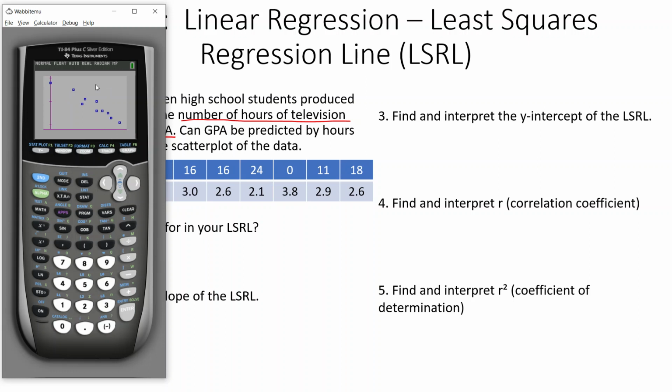We definitely don't have any outliers. Nobody's way off of the pattern. We may have one influential point back here. The 0, 3.8 may be influential. But if you want to say that or not, you can or not. It doesn't really matter too much.